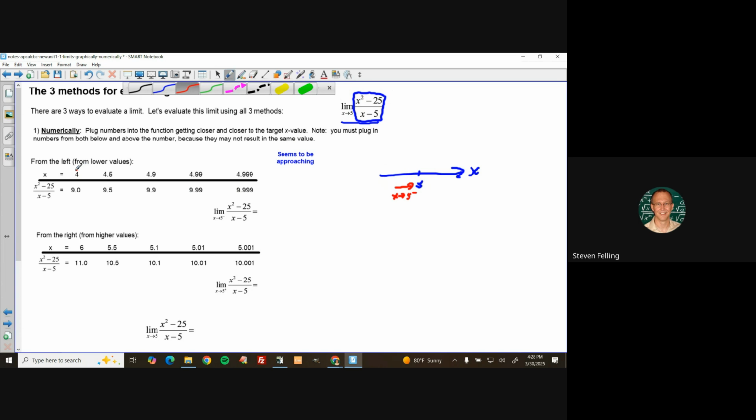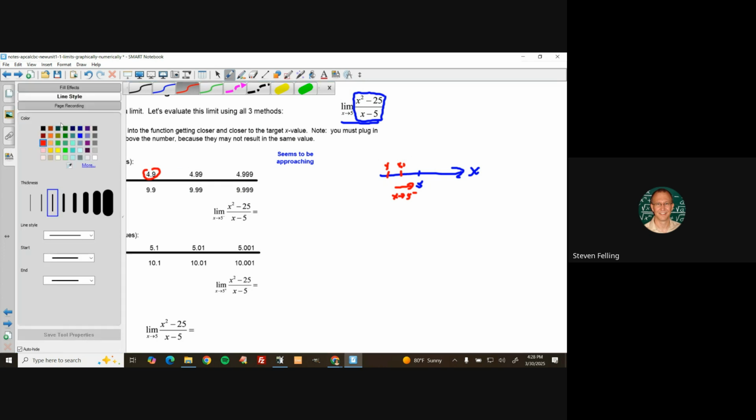And so we could plug numbers in here like 4, let's say. We could plug 4 in here. And then we could get closer. We could plug 4.5 in there. And we could plug 4.9 in there. Make this a little smaller here.